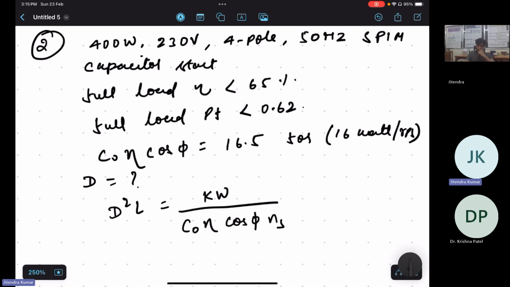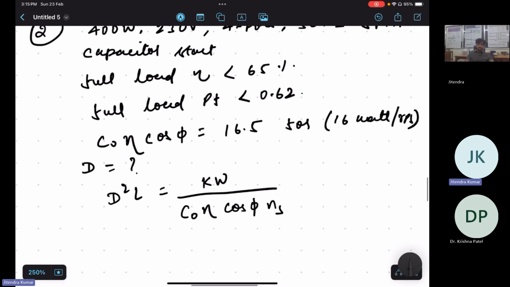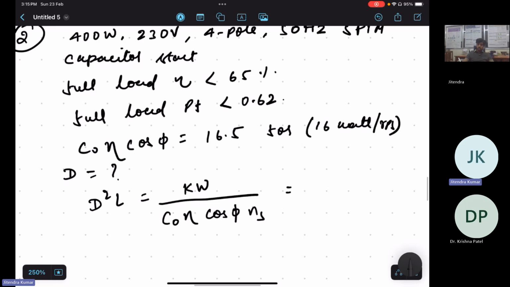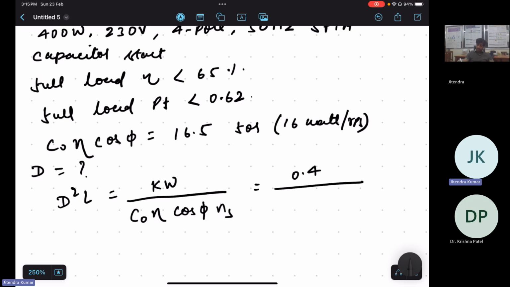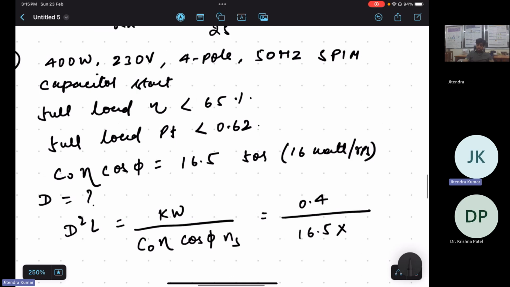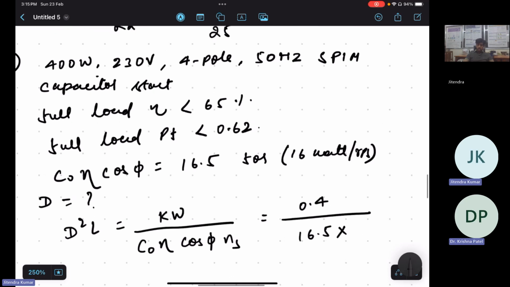Exactly. So if you know this equation, you can easily calculate this value. Kilowatt is given as 400 watt, right? So it will be 0.4. C naught n cos phi is mentioned here, 16.5 into ns, but NS is not given. I think first of all we have to find out the synchronous speed. Synchronous speed we can calculate.